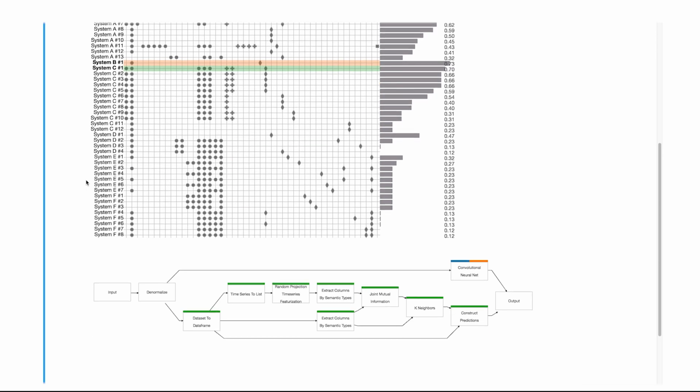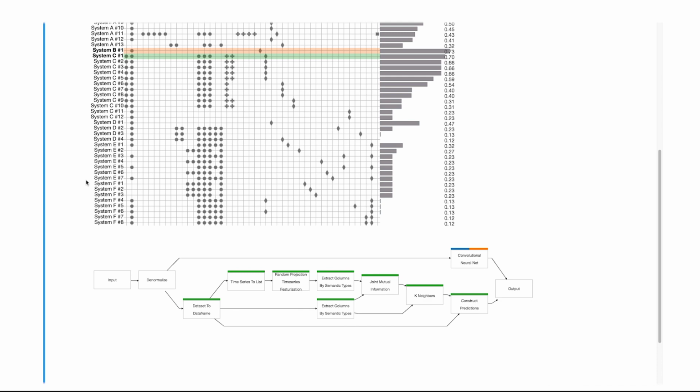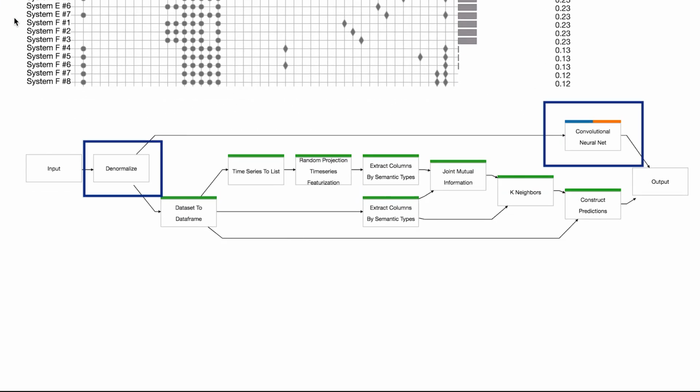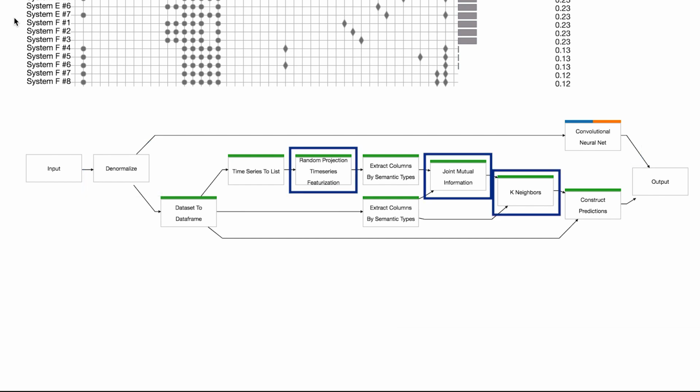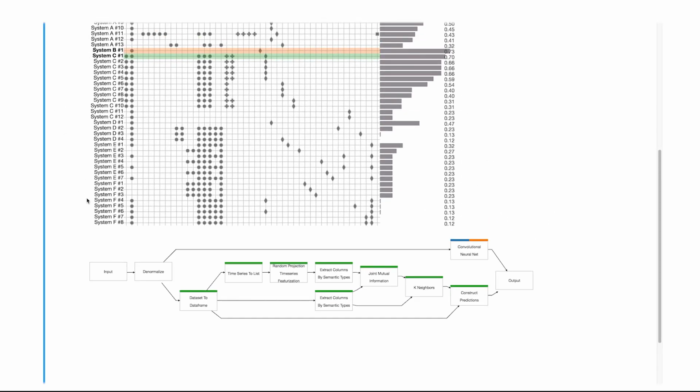We can use the pipeline comparison view to see the differences among those pipelines. While systems A and B use the same architecture, consisting of a CNN and a denormalized primitive, System C uses a featurizer, joint mutual information, and k-nearest neighbors to make the predictions.